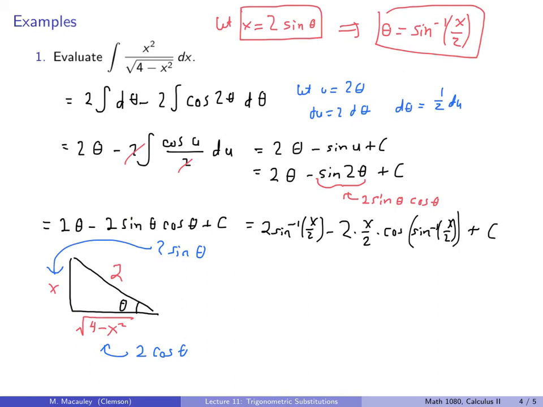Remember, the sine is this length, and the cosine is going to be that length. Well, I guess 2 times the sine and 2 times the cosine. That's just basic trig. So now we can say that cosine of theta, this was our problem thing here, equals square root of 4 minus x squared over 2.